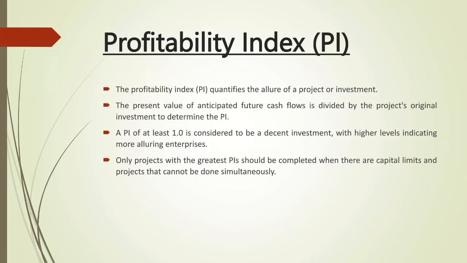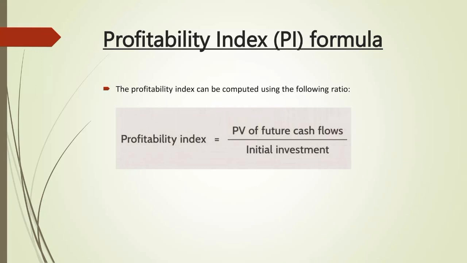Profitability index. The profitability index quantifies the allure of a project or investment. The present value of anticipated future cash flow is divided by the project's original investment to determine the profitability index. A PI of at least 1.0 is considered to be a decent investment, with a higher level indicating a more alluring enterprise. Only projects with great PIs should be completed when there are capital limits and projects that cannot be done simultaneously. Profitability index formula. The profitability index can be computed using the following ratio. PI is equal to PV of future cash flows divided by initial investment.